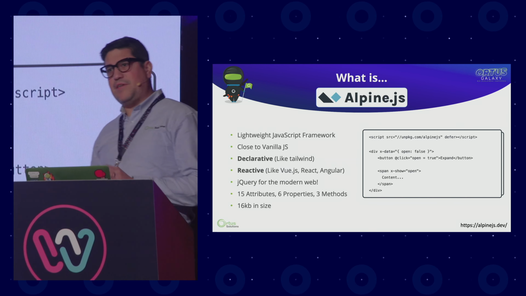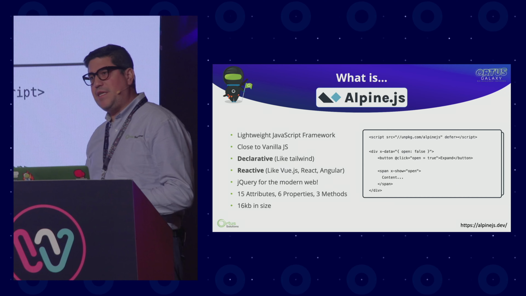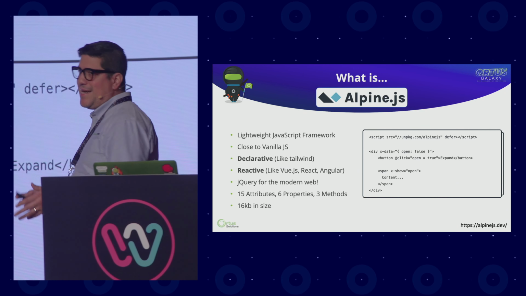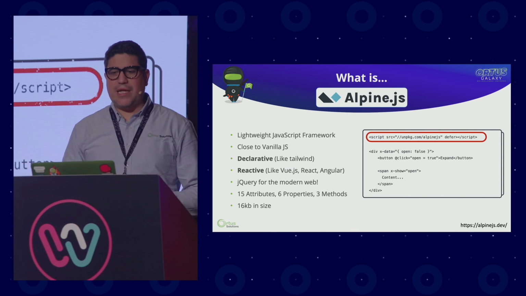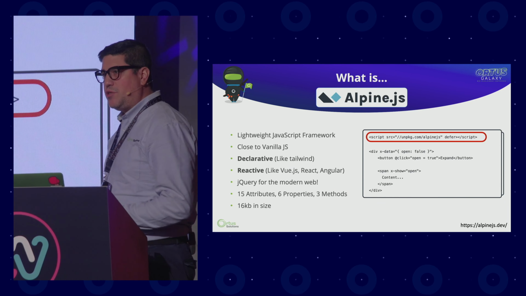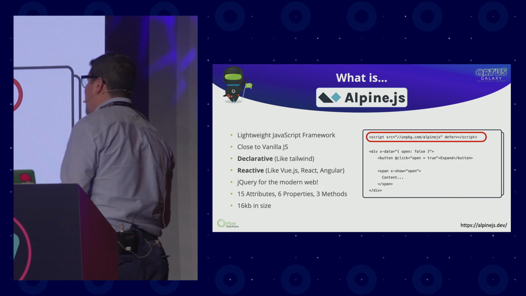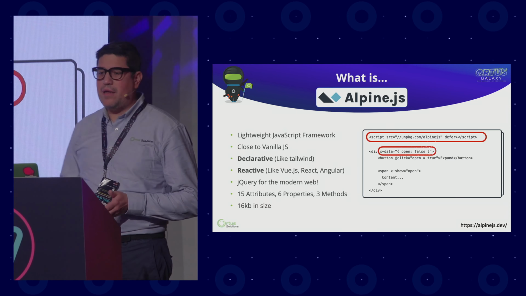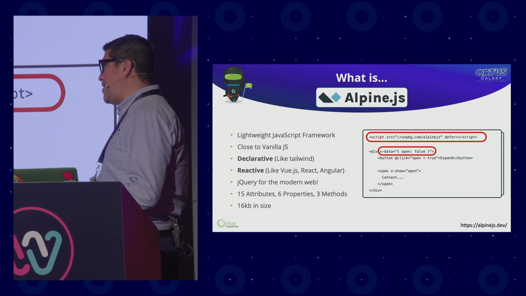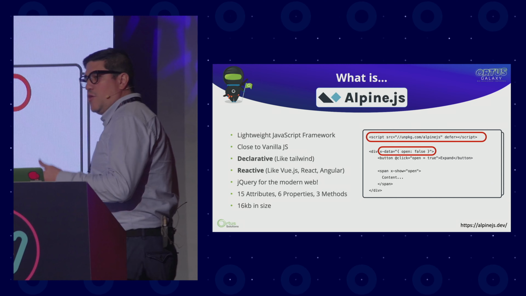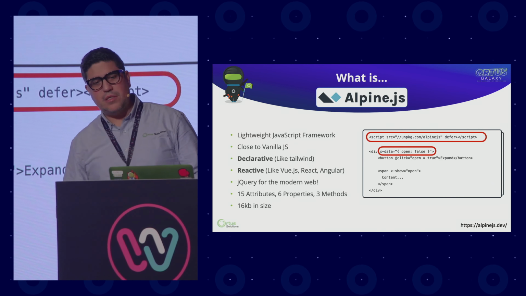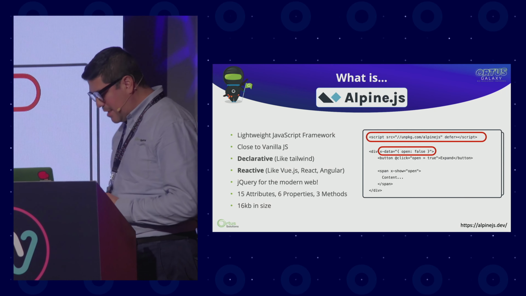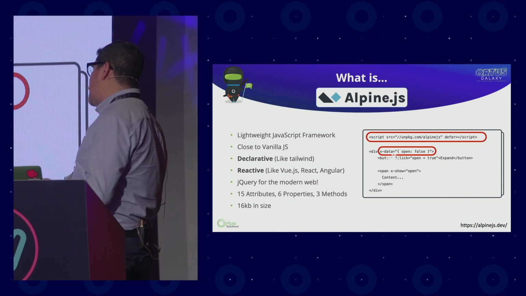And its focus is very different. It's very small. It's 15 attributes, 6 properties, 3 methods, and it's really, really tiny. You can add it on pretty much any web application. You don't need a build script for it. You can just add the script, and you can create components on your page on the fly by declaring them using x-data. So you can just say x-data, and then you can start filling in, just like Vue components, properties, methods, implicit getters, setters, computed properties, etc. And then you can use that reactivity throughout.